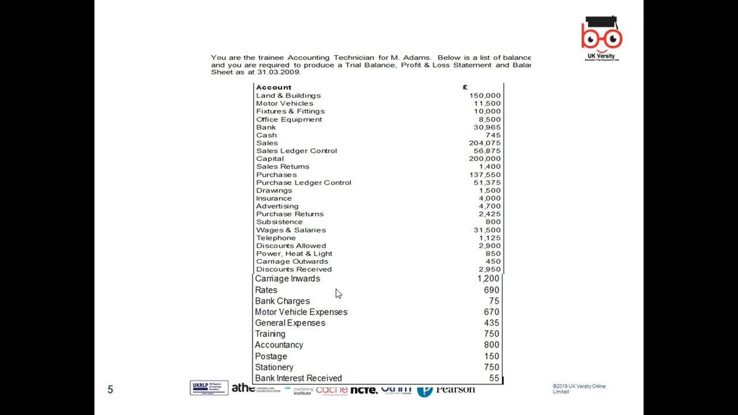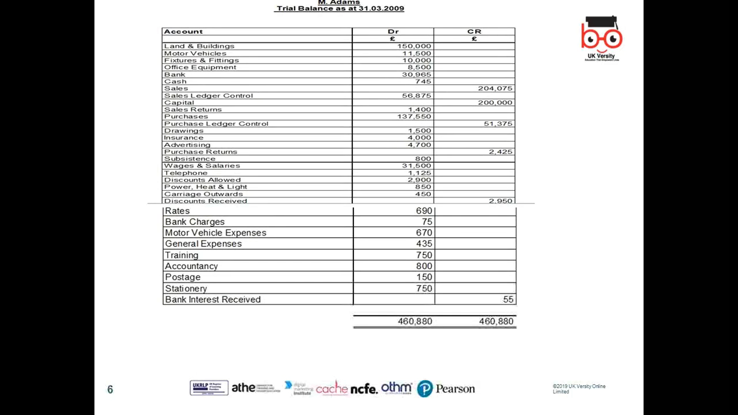Rates is an expense for business. Bank charge is expense. Motor vehicle expense. General expense. Training expense. Accountancy expense. Stationery, postage expense. Bank interest received: if we are receiving interest from the bank, it means we deposited money, we have spare cash, they are paying us interest, the income for us. That goes on the credit side.